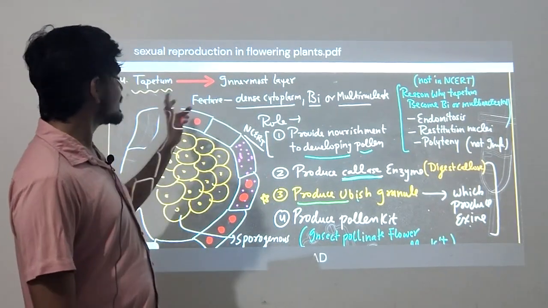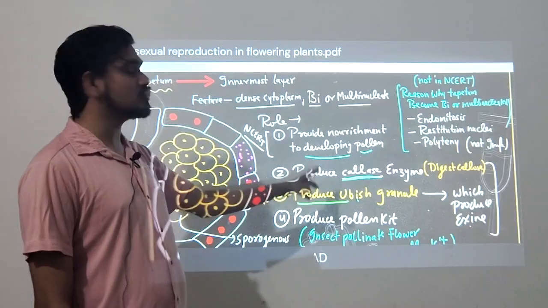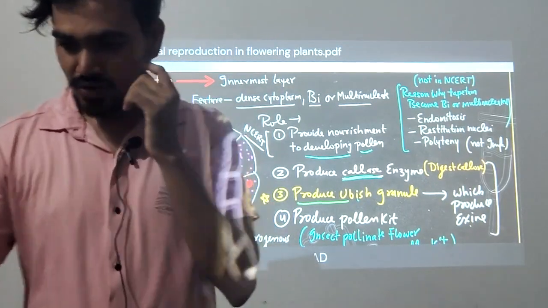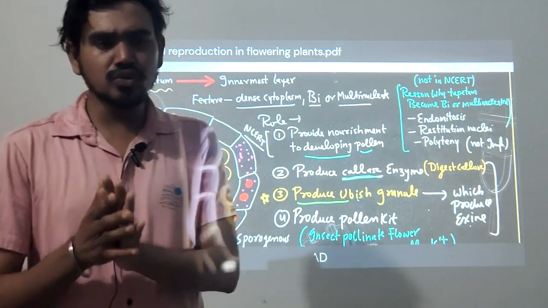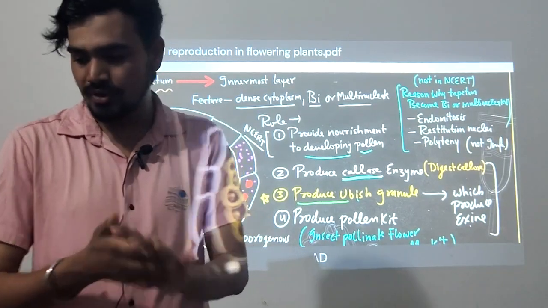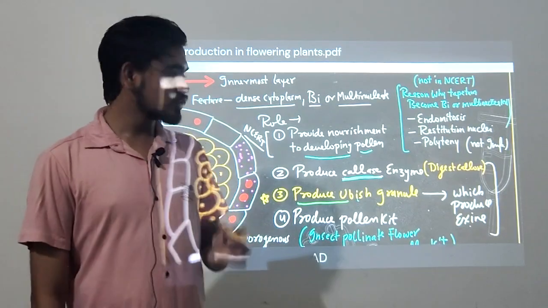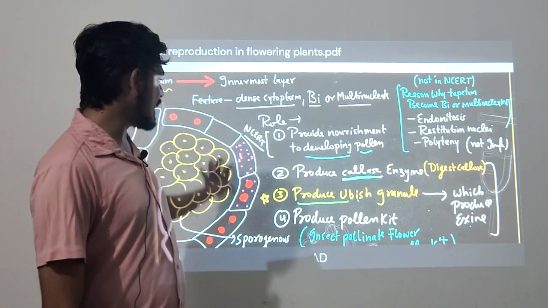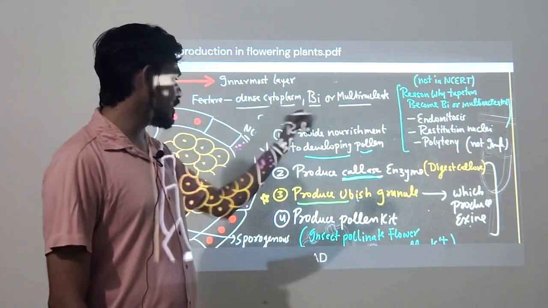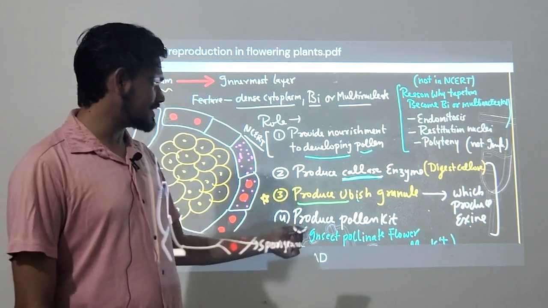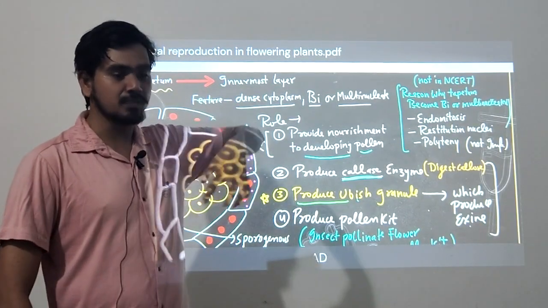The role of the tapetum is to provide nourishment to developing pollens. See, the pollens are haploid, so they have to go through several processes, like even in pollens there are the vegetative cell and generative cell, so they need food. For that food and nourishment, the tapetum provides nourishment to the developing pollen. It also produces the callase enzyme. We will see what callase is, which protects the sporogenous tissues.